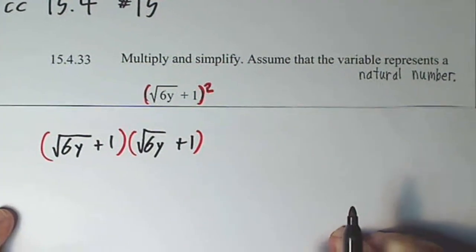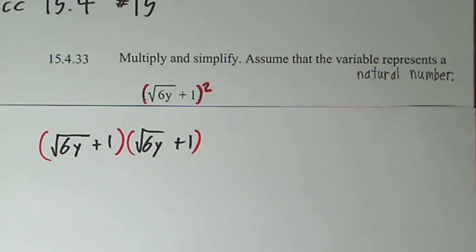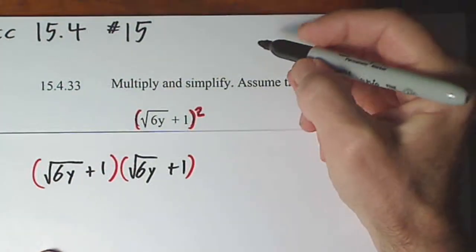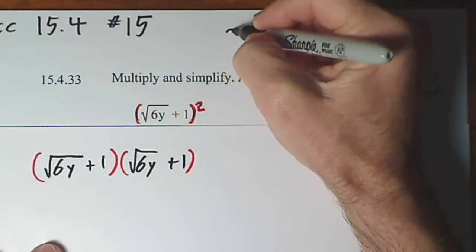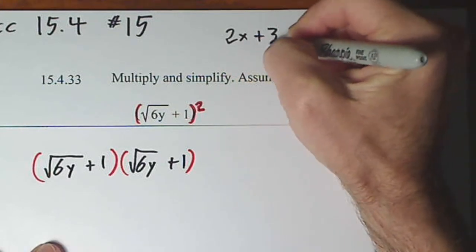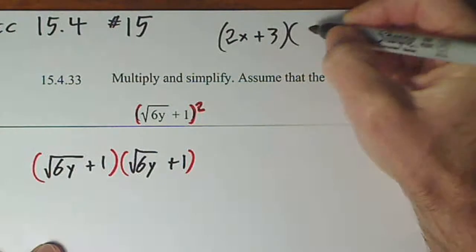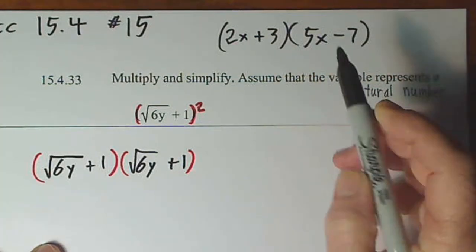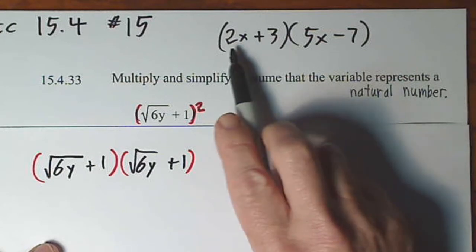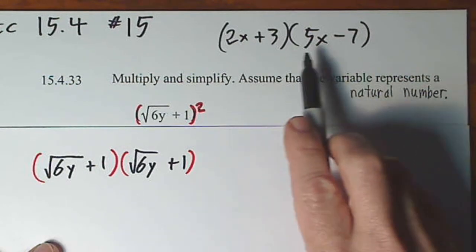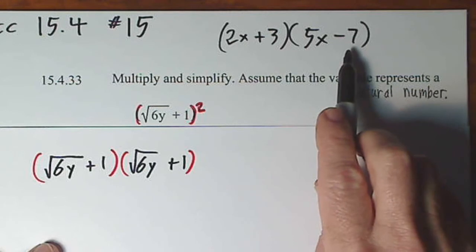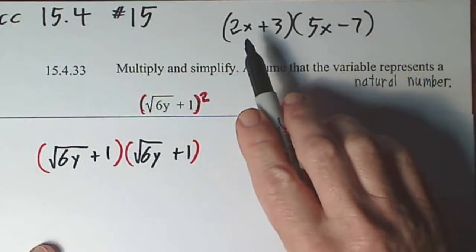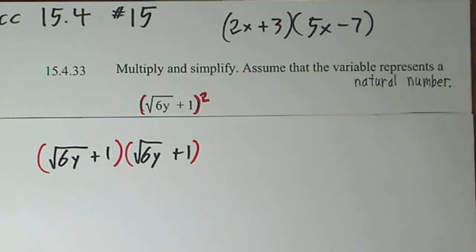Okay, and basically when you're multiplying, this is just the same as if you were multiplying 2x plus 3 and then 5x minus 7. You simply have to make sure that each term in this set of parentheses multiplies each term in this set of parentheses. Some people use the acronym FOIL to make sure that each term hits each term.